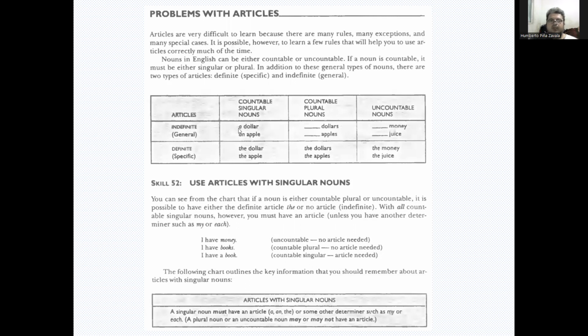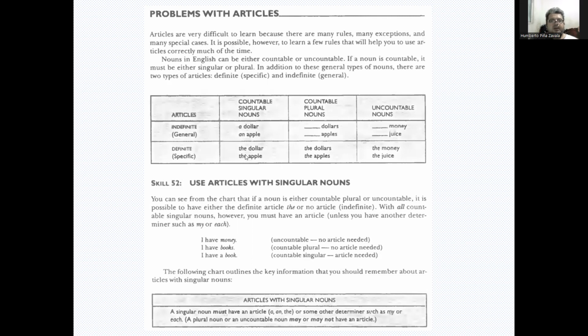So, for example, here we got articles, indefinite or general, with singular countable nouns, a dollar and an apple. Right? A means one dollar, one apple. So that's indefinite because it can be any dollar, any apple. Not a specific one. Countable plural nouns, dollars, apples. We don't use a and an. That's only for singular countable nouns. And if we have an uncountable noun, we definitely do not use these articles, right? Because money and juice are uncountable. So they cannot be counted, they cannot be pluralized.